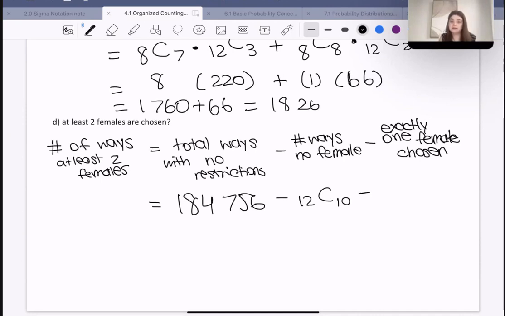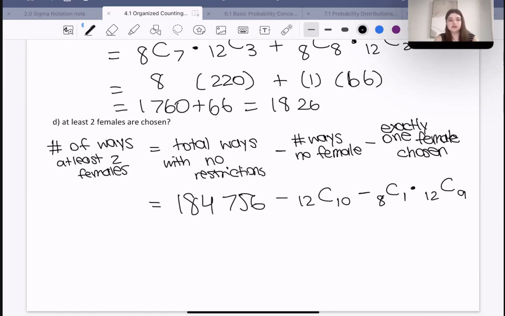Let's see. A scenario where we only chose one female, right? So if we only choose one female, that would be 8 choose 1, right? We're only choosing one female times the rest of the team must be male, right? So 12 choose 9, right? We're choosing the other 9 people to be males. Okay, so now we're going to grab our calculator and calculate that.